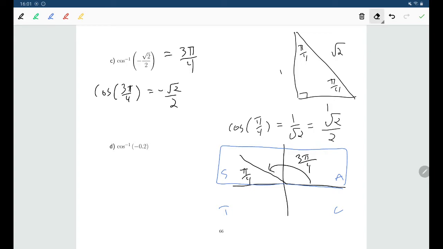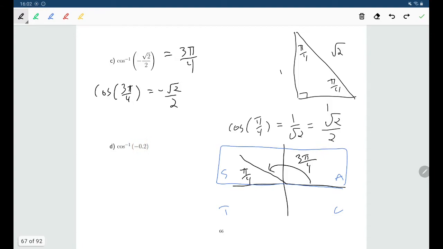All right, and then the last one that we have here, cosine inverse of negative 0.2. This is one where it's not something that comes from either cosine being thought of as the x-coordinate in a unit circle, or in terms of adjacents and hypotenuses in a right triangle. There's not a really good way to get this number of negative 0.2.